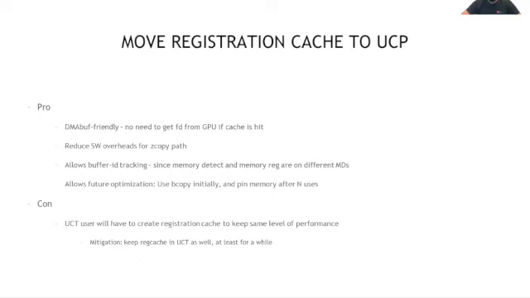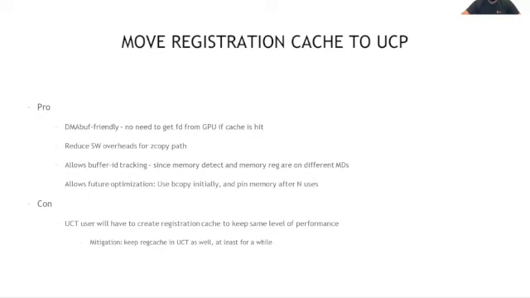But if we do make this change, it would be more friendly to DMA-BUF, because we would not need to get a file descriptor if the cache is hit. So the vendor also proposed an intermediate step: we can query the UCT layer twice, and only if it fails to register without FD, it means that it's a cache miss, and we need to pass FD again, and this time actually get the file descriptor from GPU. But it still means extra overhead, and there are additional benefits to moving the registration cache.